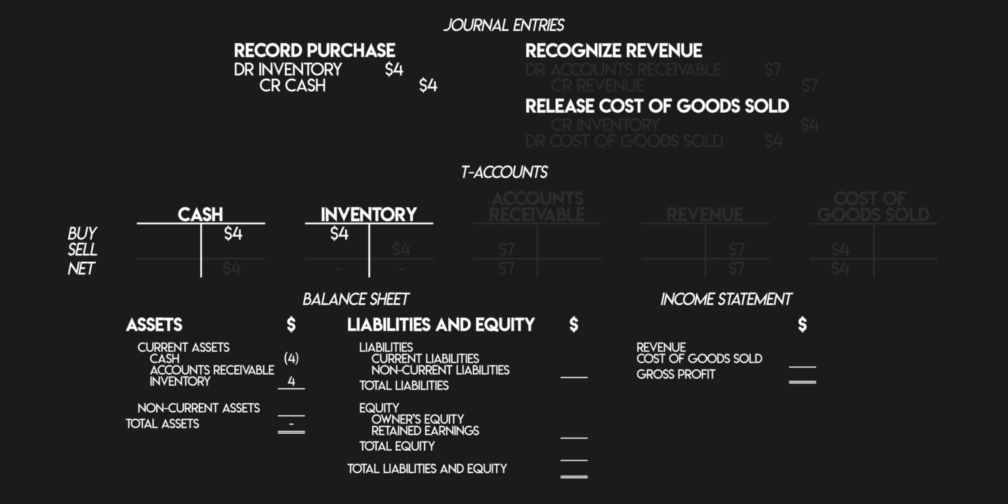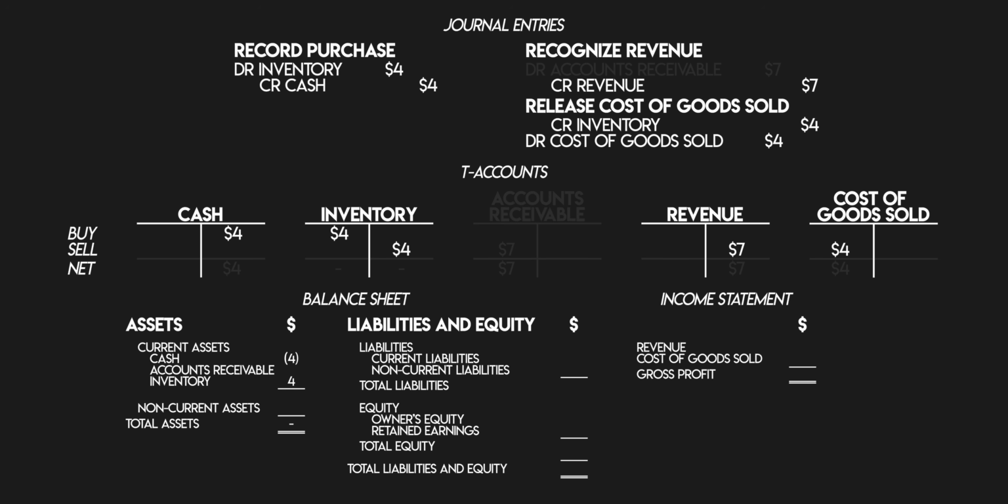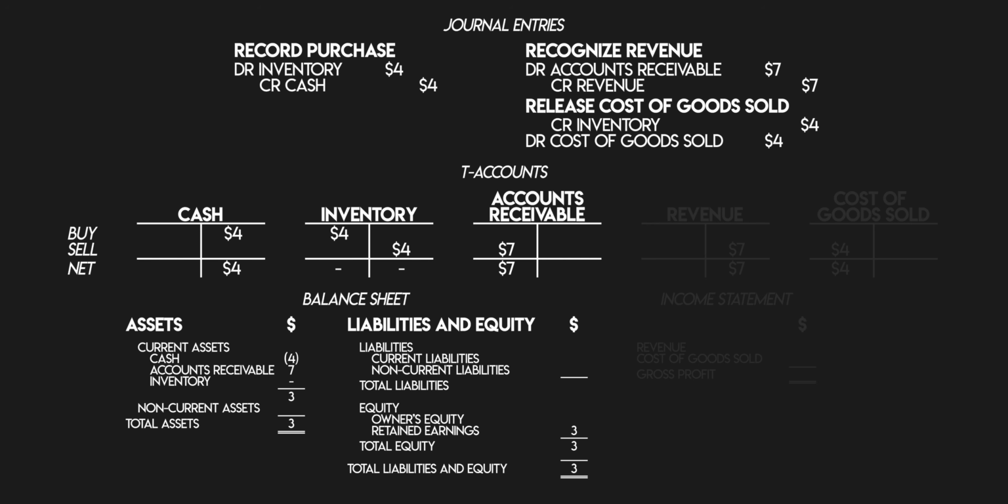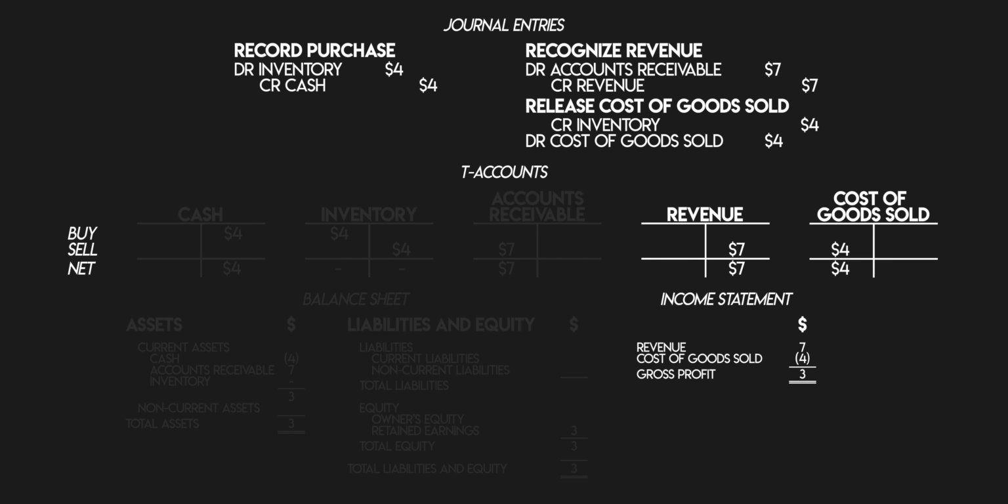Then, in transaction 2, you sold the toque on to a customer. This transaction impacted both your balance sheet and your income statement because you released this inventory from your balance sheet to cost of goods sold in your income statement. And at the same time, you recognized $7 of revenue in your income statement and increased your accounts receivable in the balance sheet by $7 as well. That leaves you with negative $4 of cash and $7 of accounts receivable in your balance sheet. In your income statement, you've earned a gross profit of $3.